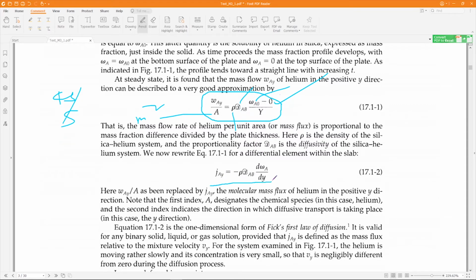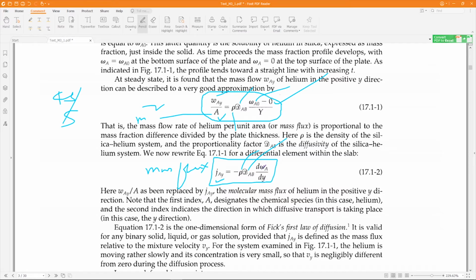in this form. Mass flow rate divided by area is nothing but mass flux. Small j in this book denotes mass flux, kg per meter square per second, and this is mass concentration. This is the diffusivity of the helium, denoted by A, in silica, denoted by B, and this is your concentration gradient.